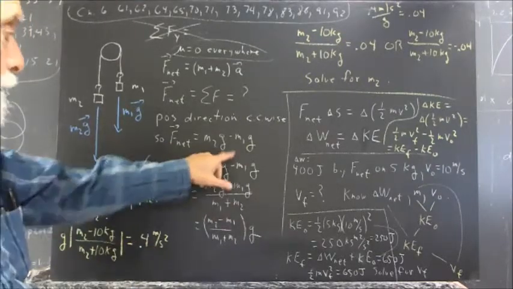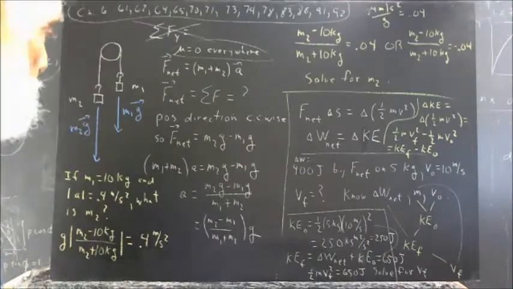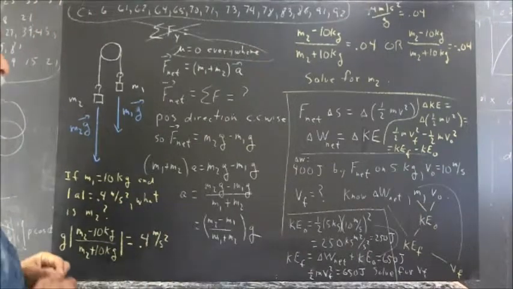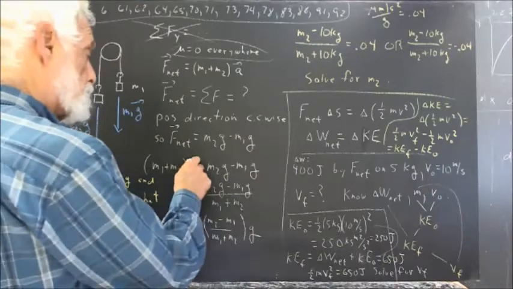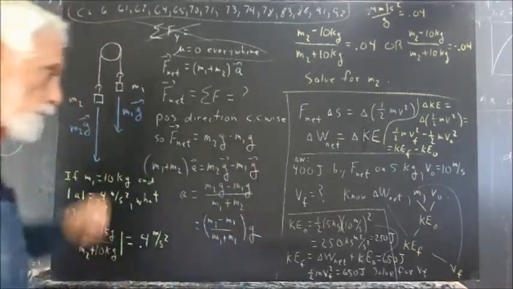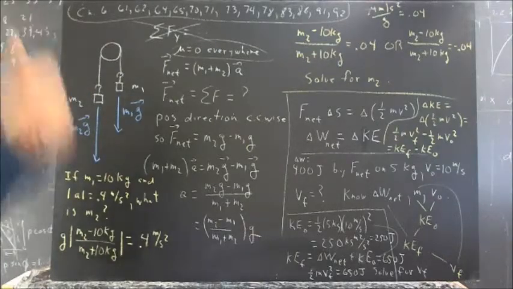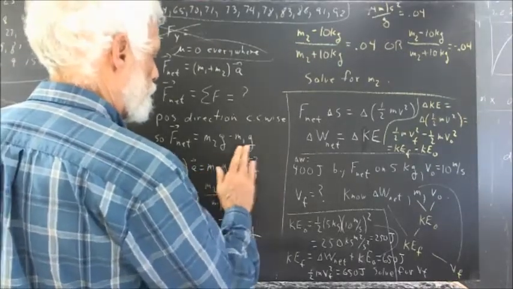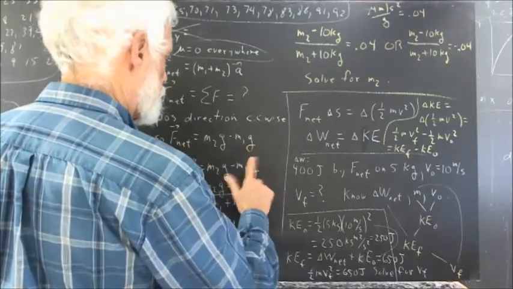So we have our net force. Now that means that M1 plus M2 times your acceleration vector is going to be M2G minus M1G, and shouldn't have those arrows.